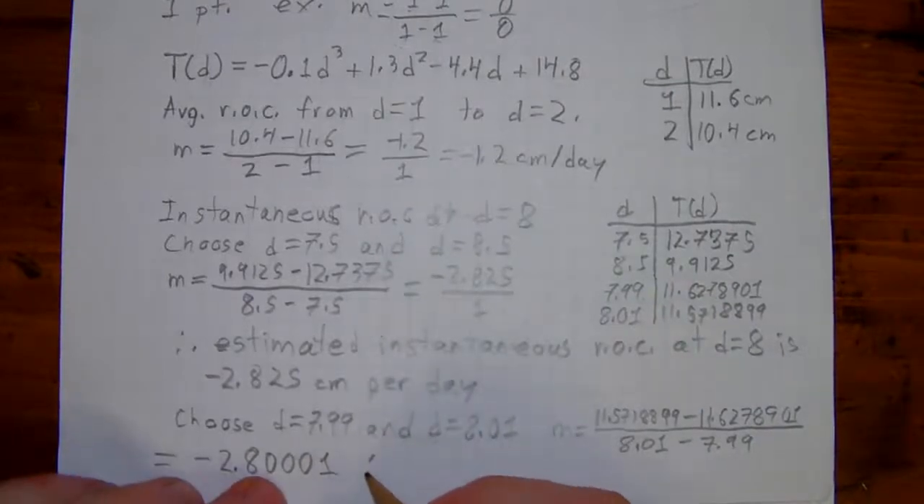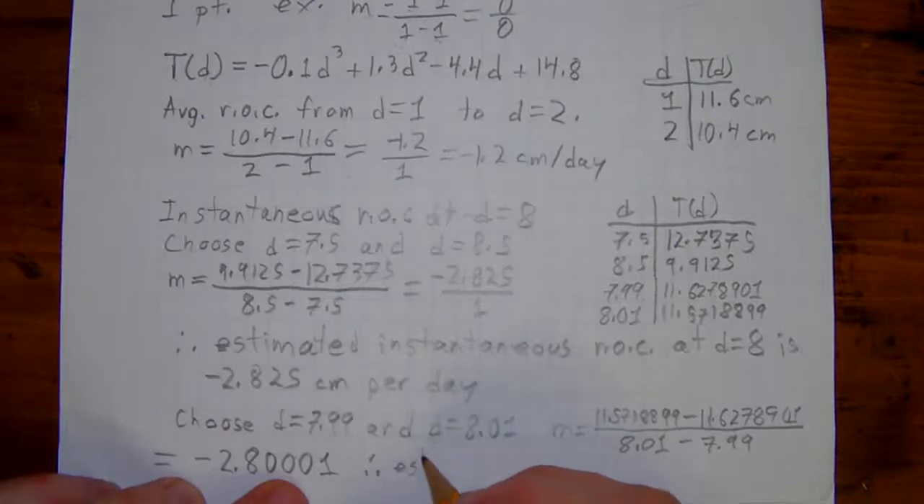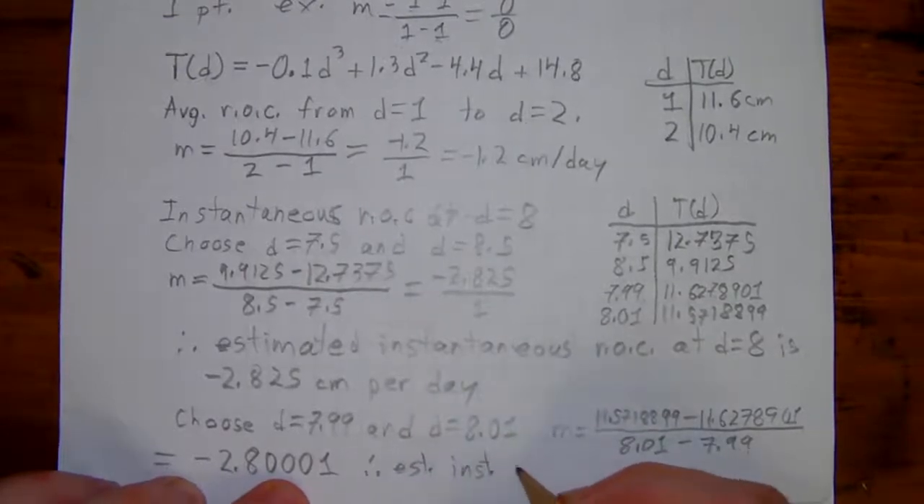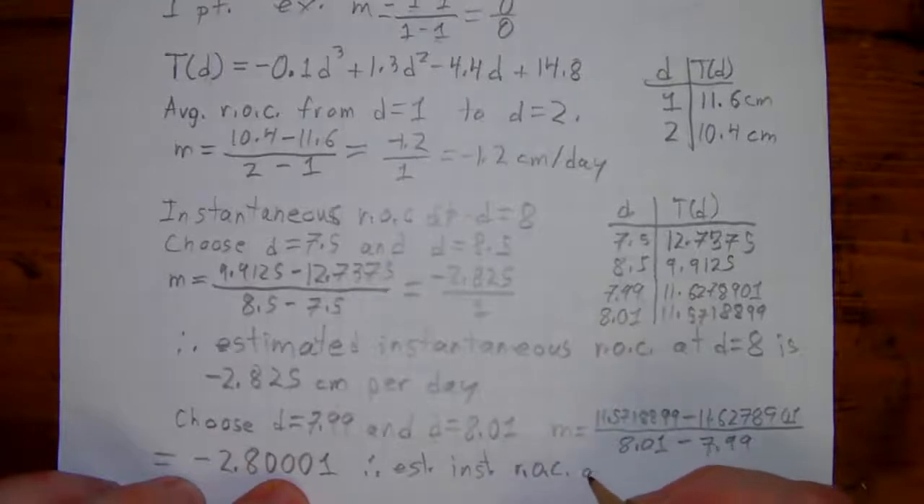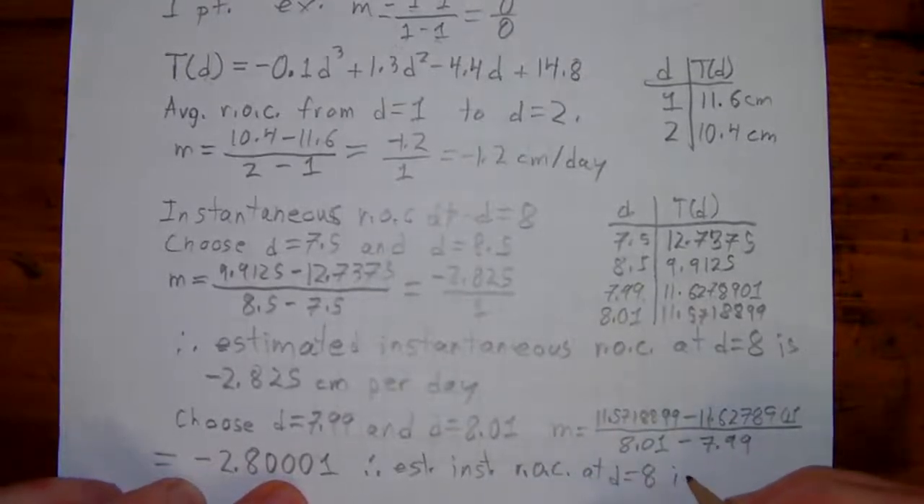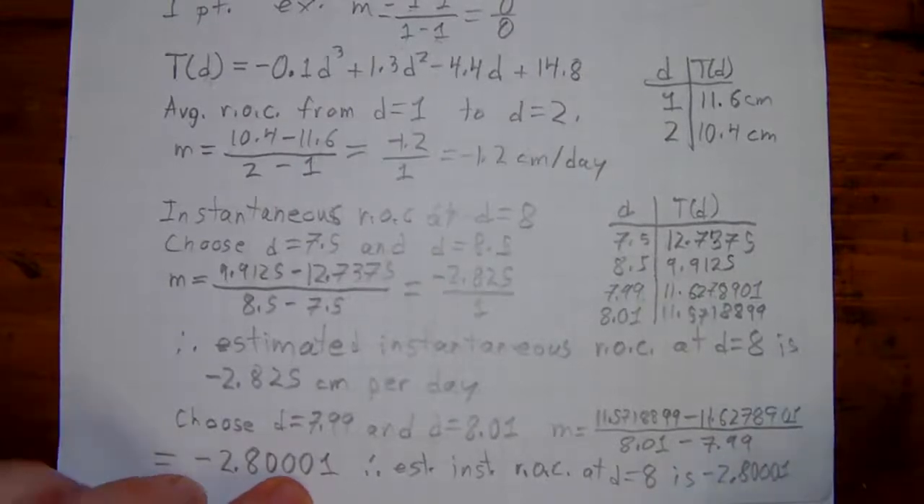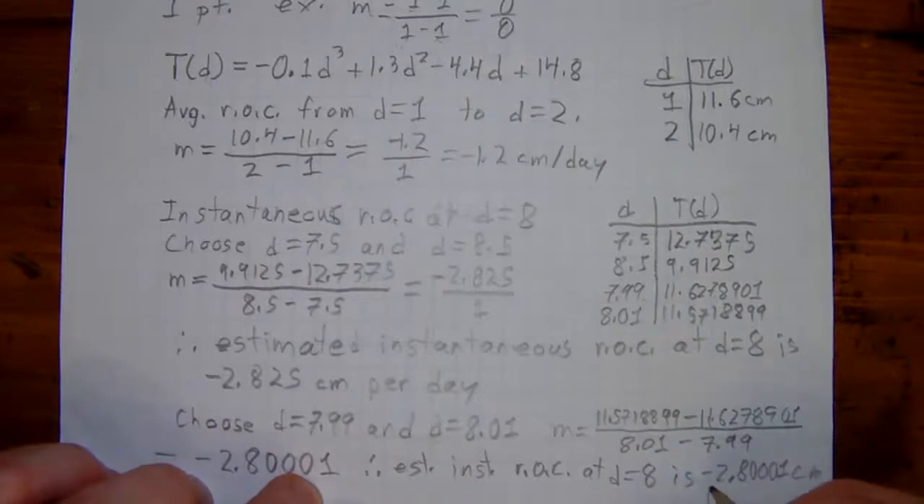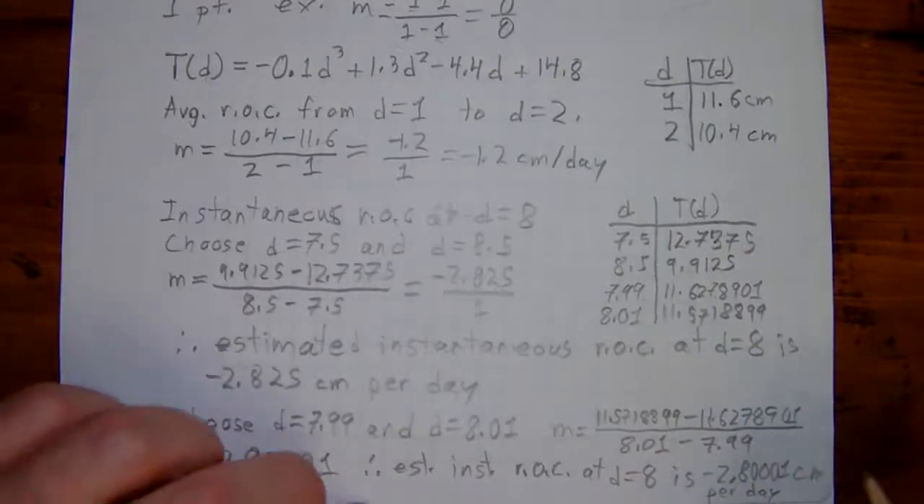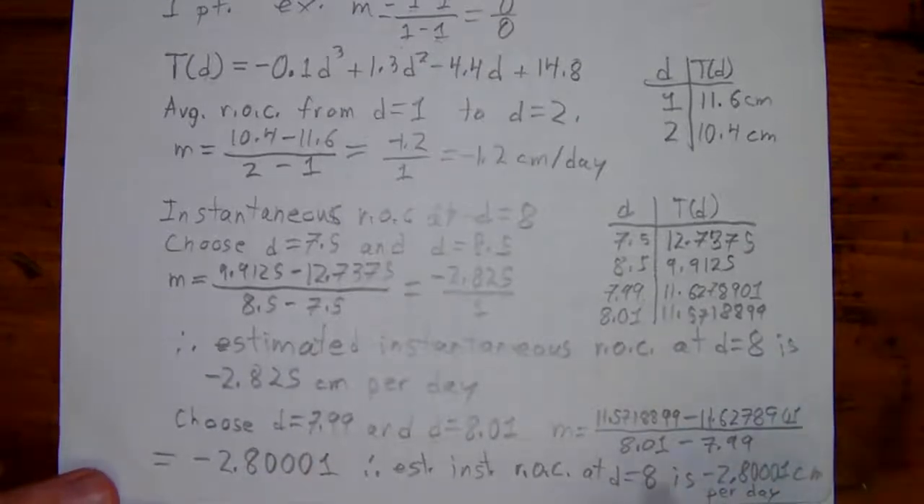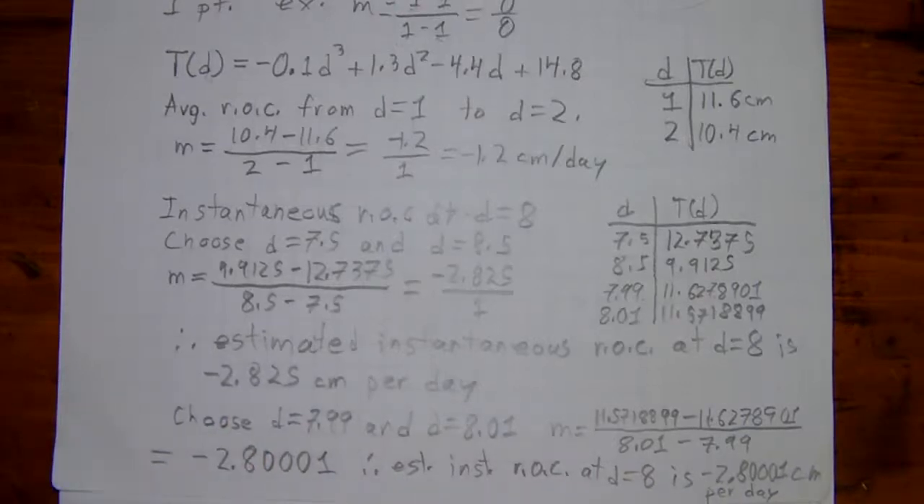All right, and so therefore my new estimate, estimated instantaneous rate of change at d equals 8 is negative 2.8001 centimeters per day. And so you can see this is a little more accurate than the last one. We originally had negative 2.825. Now we have negative 2.80001. So I'm going to pause it there for some questions. Let me know what you're wondering.